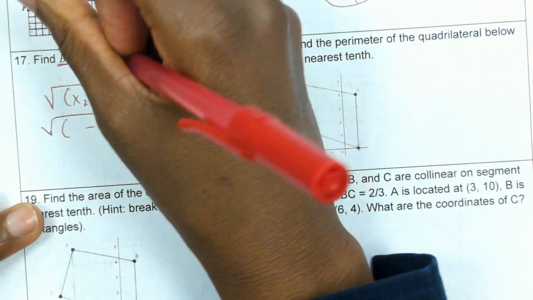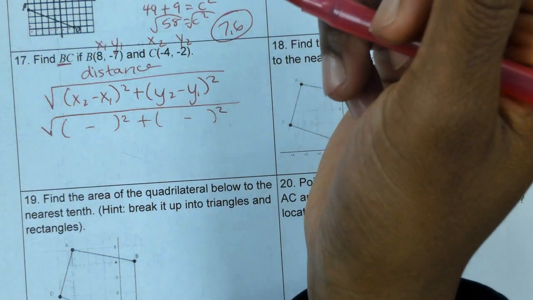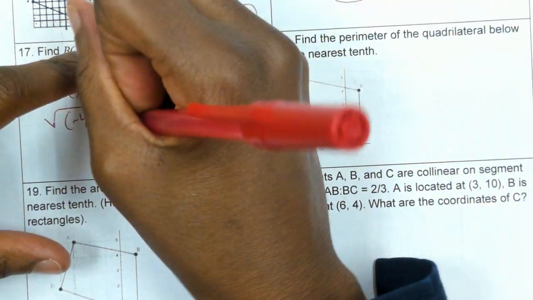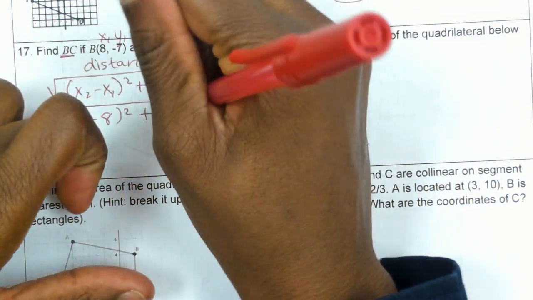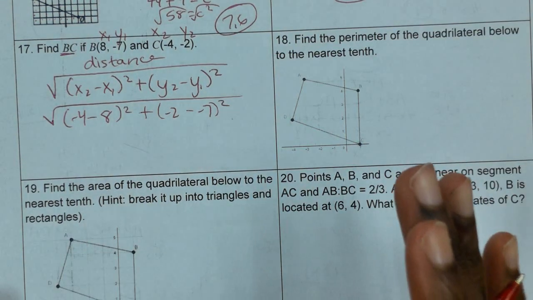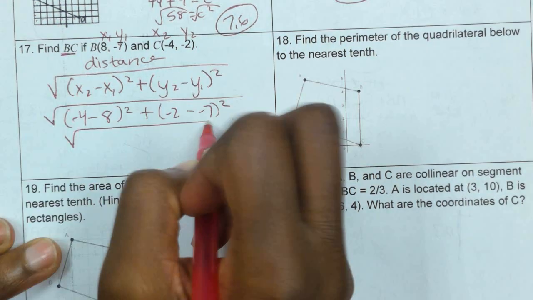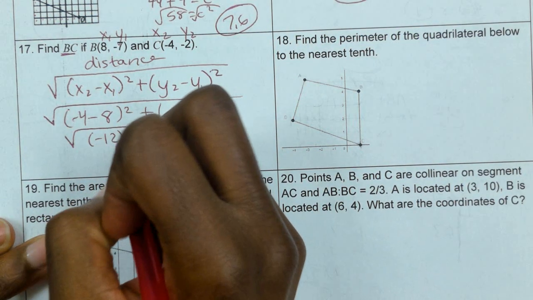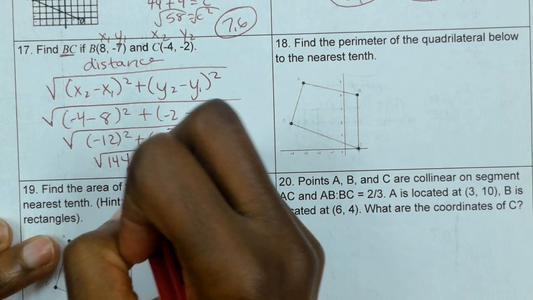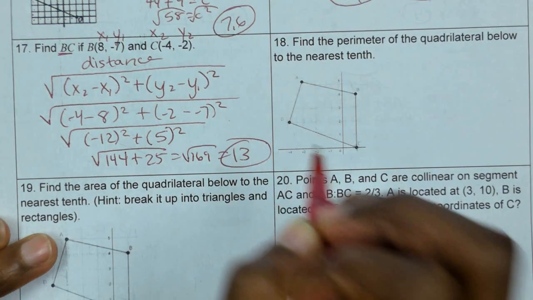Okay, so x1, y1, x2, y2. So x2 is negative 4, x1 is 8, y2 is negative 2, y1 is negative 7. Feel free to pause this. I know I go quickly. Pause it. Try it yourself. See if you can get the answer. Negative 12 squared, 5 squared, 144 and 25, 169, which is a solid 13.